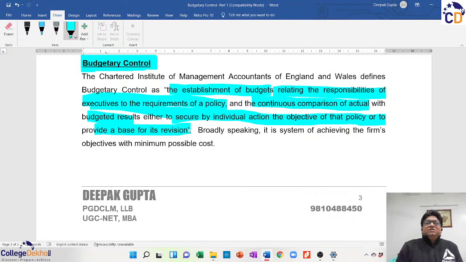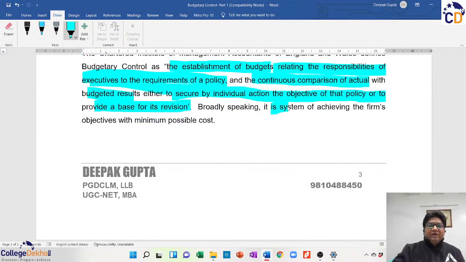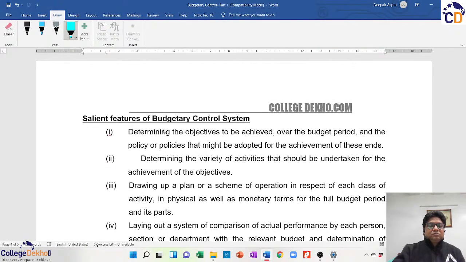That is, if there is a difference between the actual and the budget performance, then you will have to provide the reasons why the company policy should not be changed or whether it should be changed or not. That is, you have to use this knowledge of this performance and this variation to make your future performance objectives. So basically what we are doing, we are trying to achieve the objectives with the minimum possible cost and with minimum variance. And that is what the salient features of this budgetary control are.